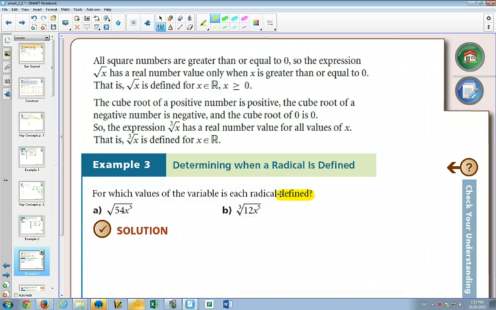Can you name one thing you're not allowed to do in math? You're not allowed to divide by 0. So if putting in a number would make you divide by 0, then that would not be defined for that number. For example, 3 divided by x is not defined when x is equal to 0. Or we would say it's undefined when x is equal to 0. It is defined for every other number.